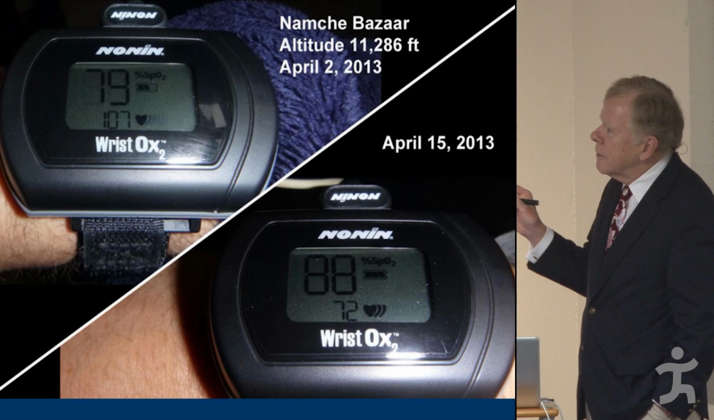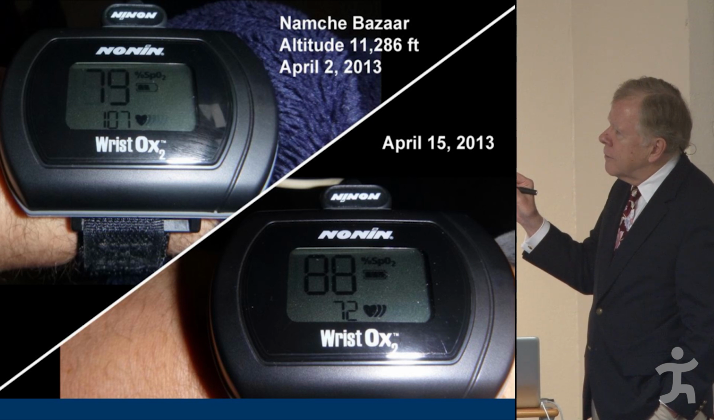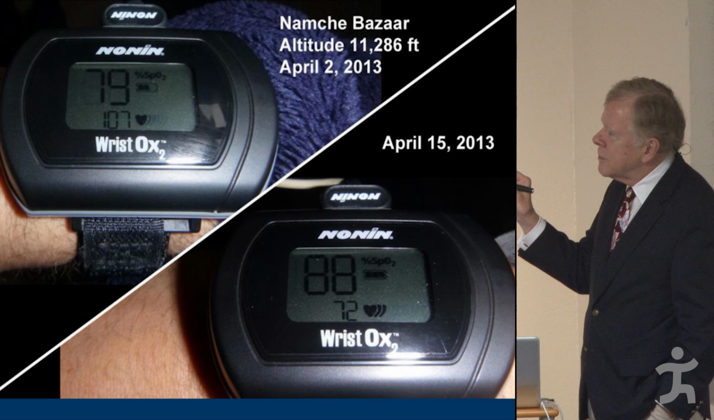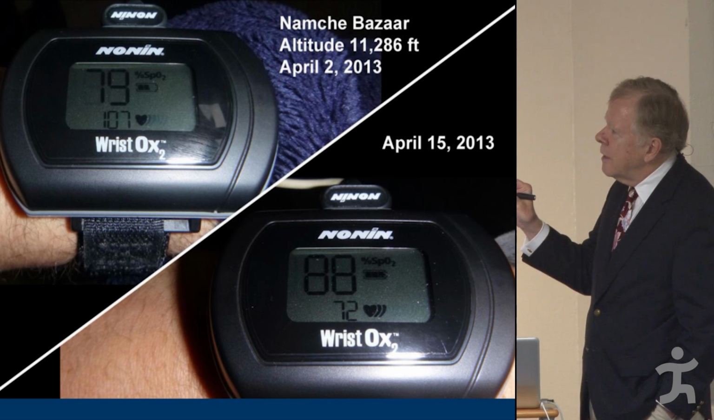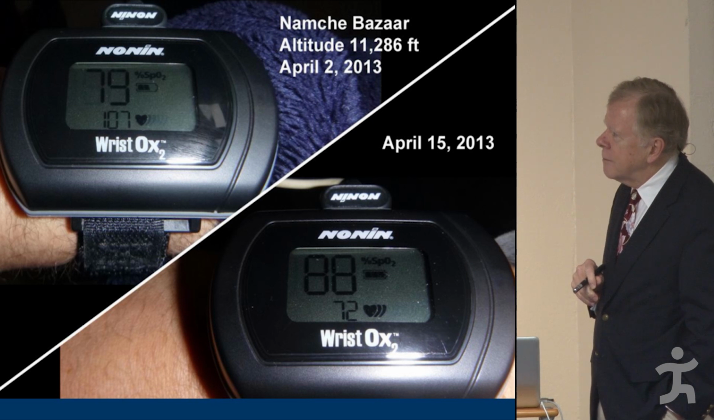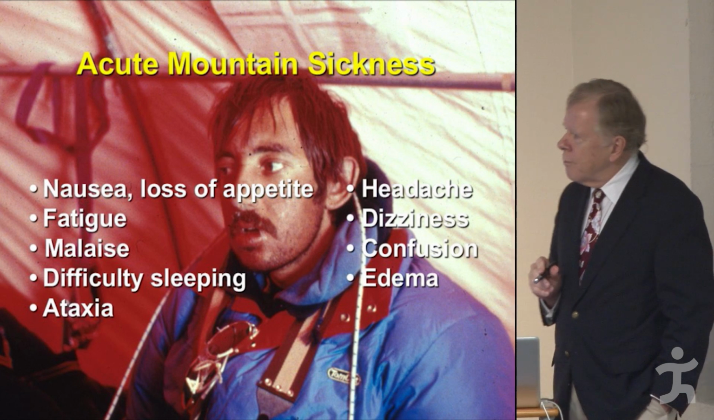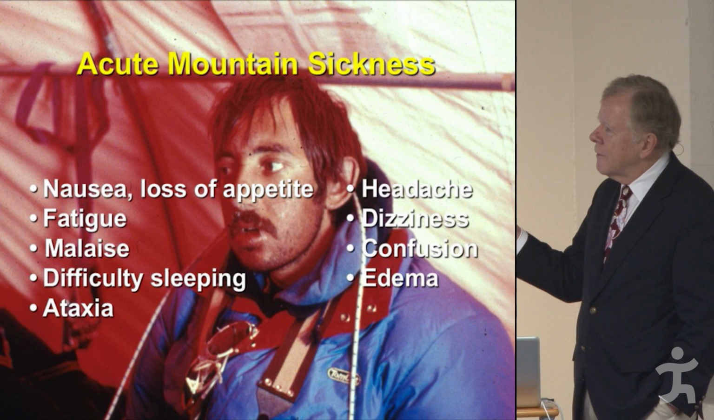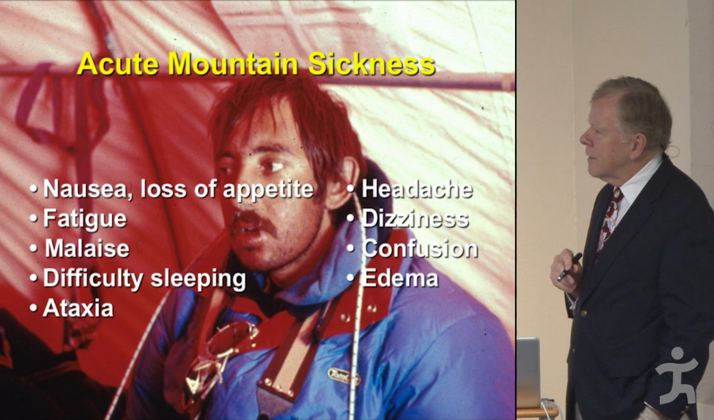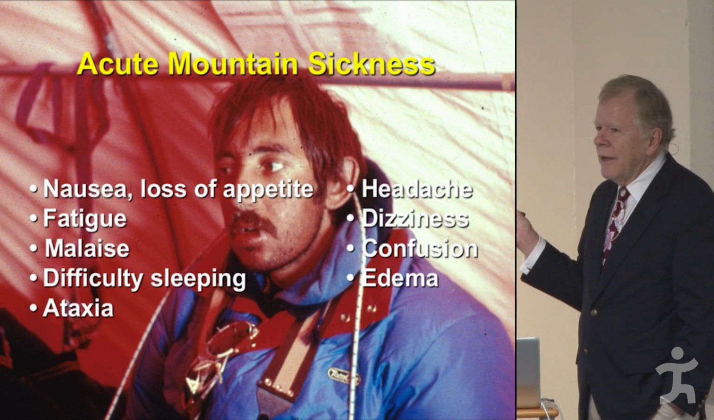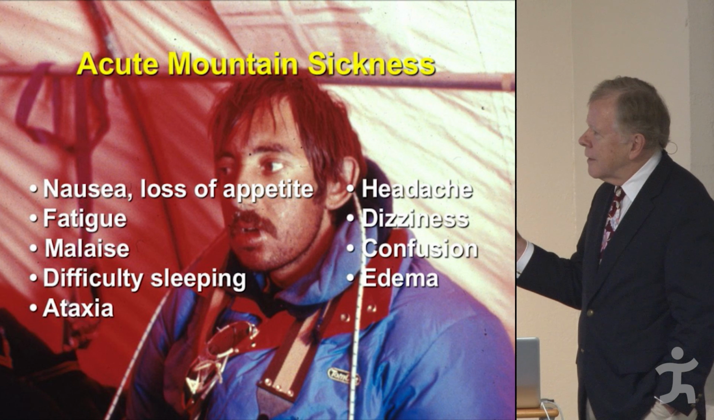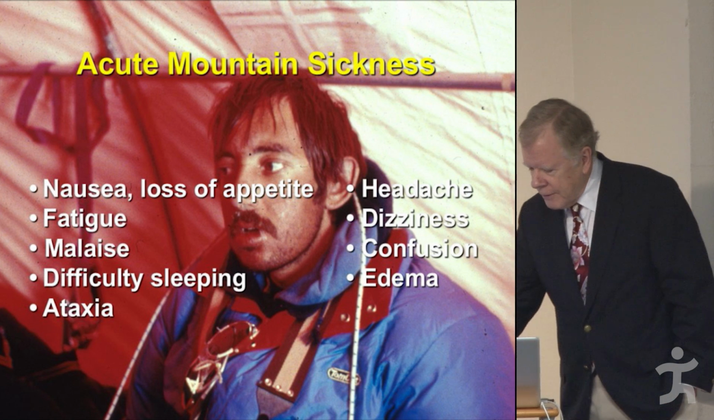This is my son, Peter, who had his wrist oximeter on during the Everest trek. He came with us at Namche Bazaar at 11,200 feet. His was reading 79% on the way up. 13 days later, on the way down, at exactly the same altitude, his pulse ox was reading 88%. So this is part of the adaptive mechanism. This is acute mountain sickness. You can see he looks like he feels terrible, or feels like he looks terrible. Nausea, headache, vomiting, and these other things, edema and difficulty sleeping.